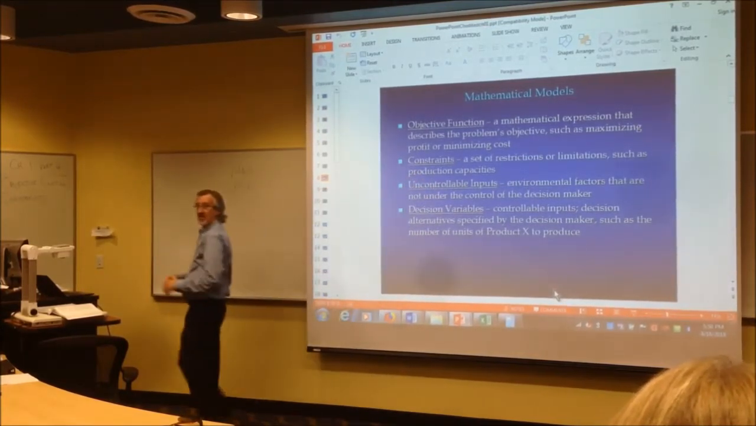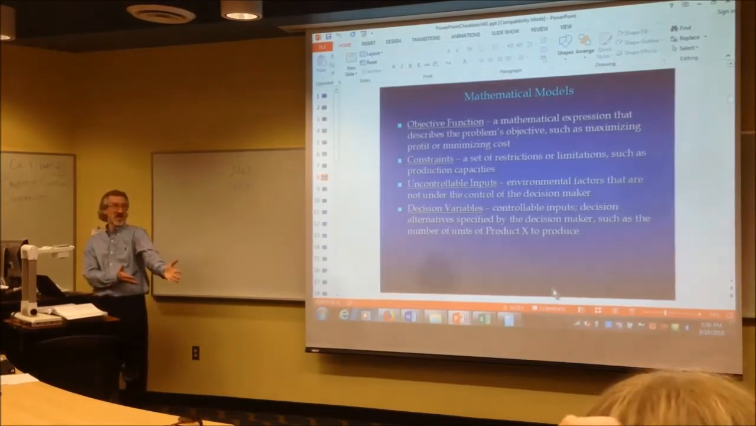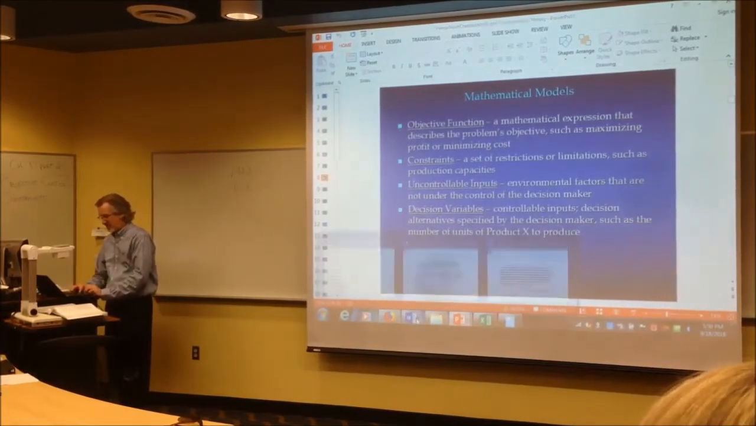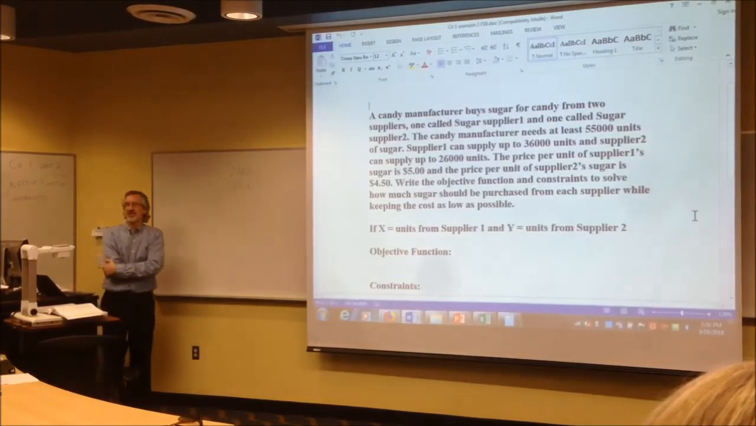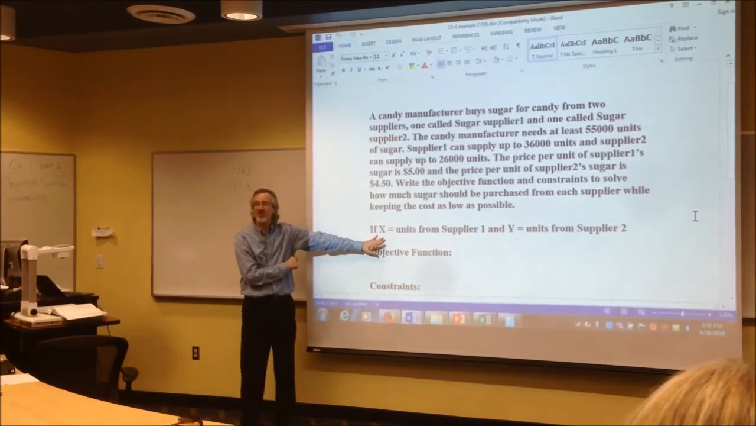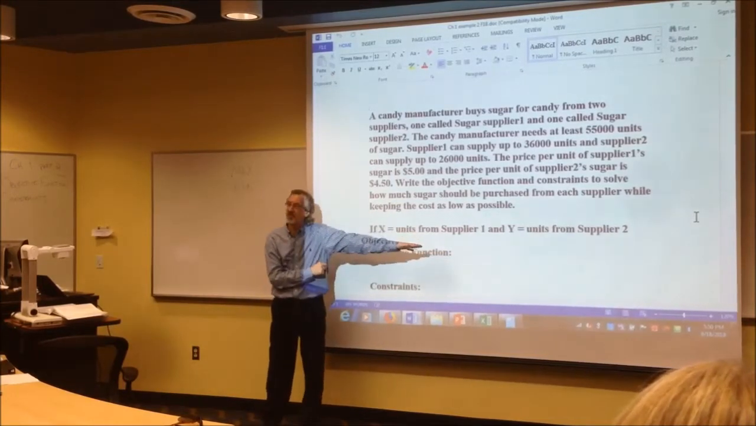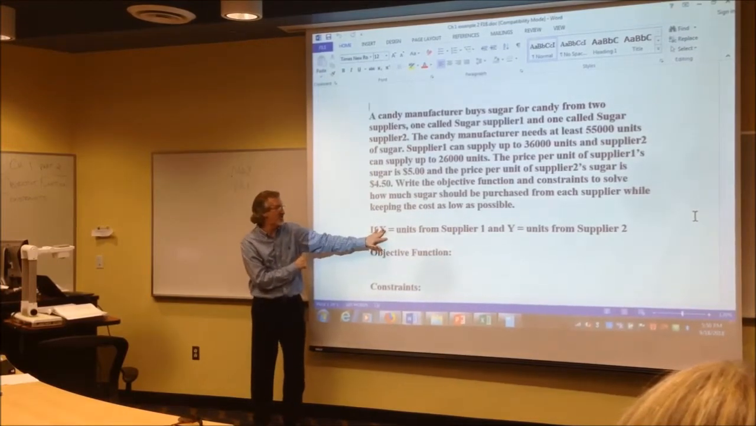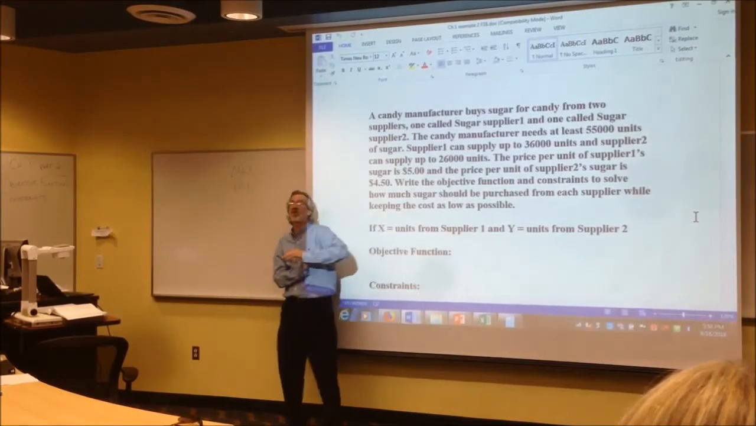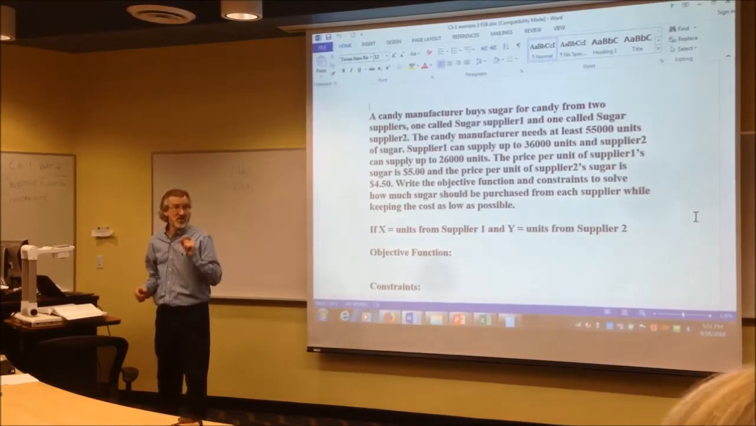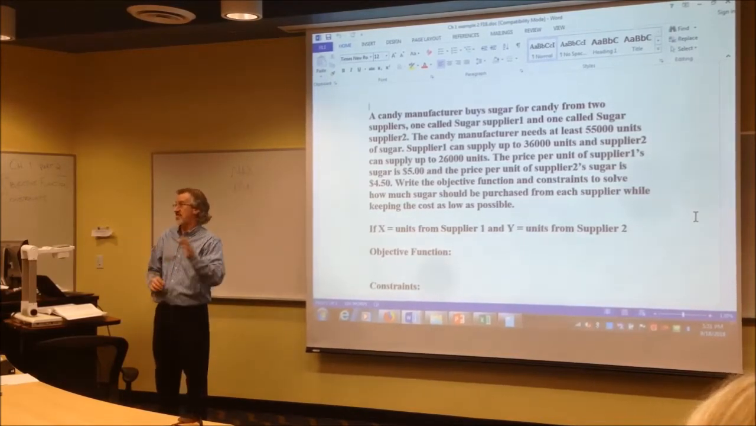Now those are the things that you're trying to make decisions on, the variables. I found this easy one we're going to start with. I am telling you how many variables, what the variables are, and what they represent. As we read this problem, X is going to be the number of units that we're going to decide to buy from supplier 1. Y is going to be the number of units we're going to decide to buy from supplier 2.